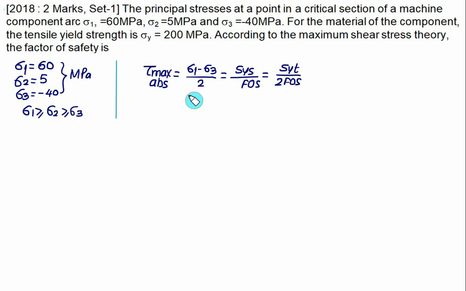So we have sigma 1 equal to 60 minus sigma 3 equal to minus 40, divided by 2, and we have the SYT value given as 200 divided by 2 into factor of safety n. So 2 and 2 will cancel out. 60 minus minus 40 is 100. So we have the factor of safety equal to 200 divided by 100. So we are getting the factor of safety equal to 2.